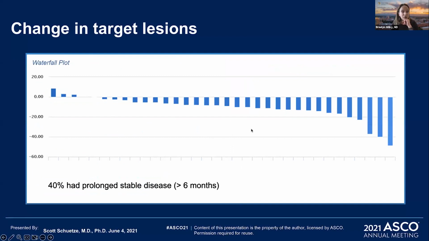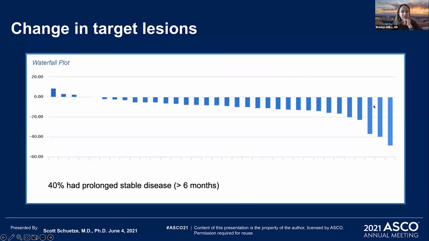This is what's called a waterfall plot. So every bar represents a patient who was treated on the study, and then the change in the tumors. If the bar goes down, that means the tumors decreased by a certain percentage, 20%, 40%, and so on. And if it goes up, it increased.